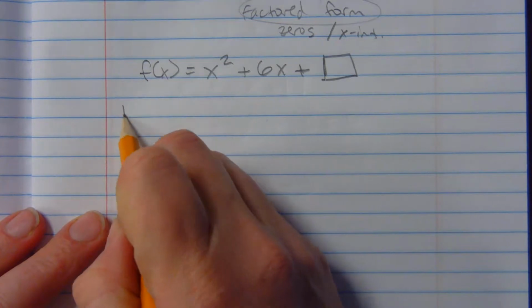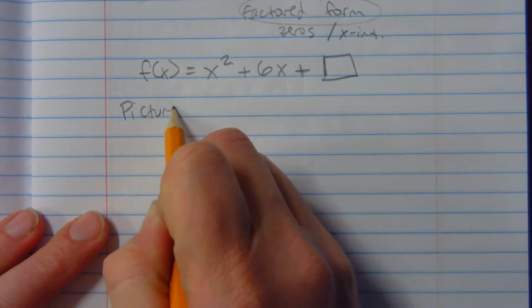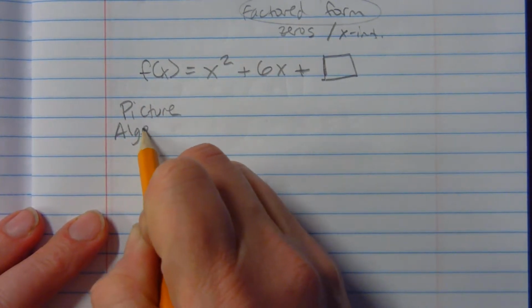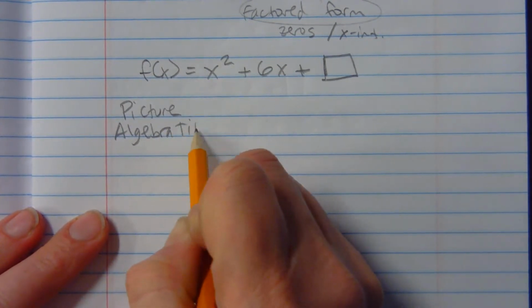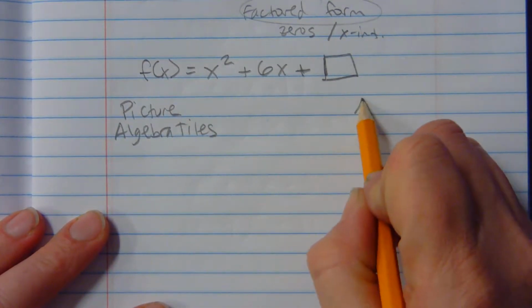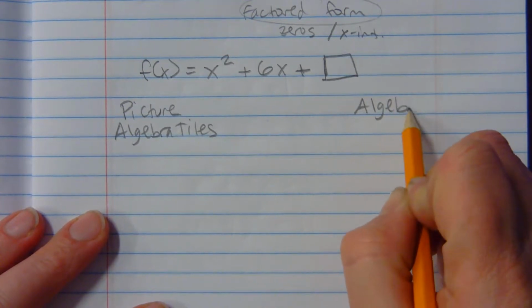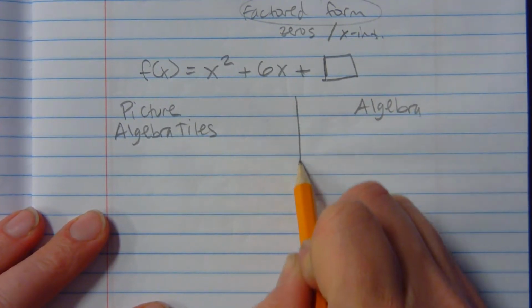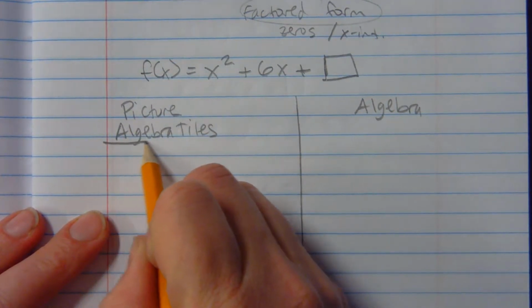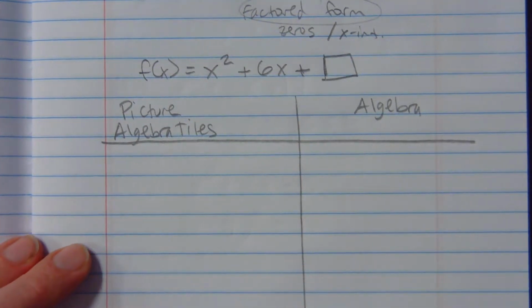We can either draw the picture, and to do the picture we're basing it off of using algebra tiles, or we can do it with algebra. There are parts that go together, and I'll be highlighting where those connections are for you.